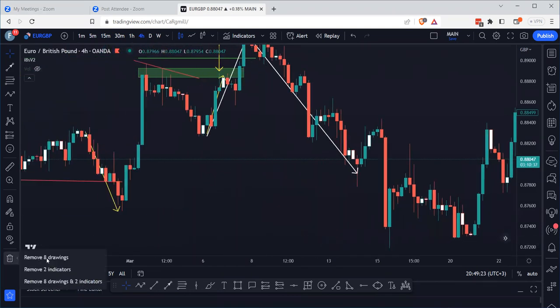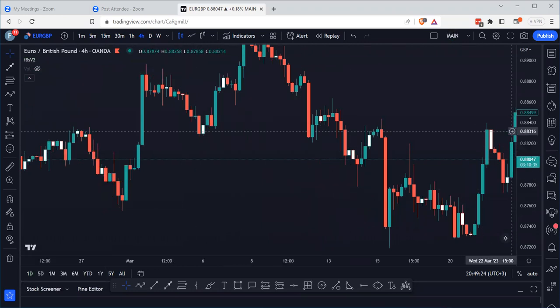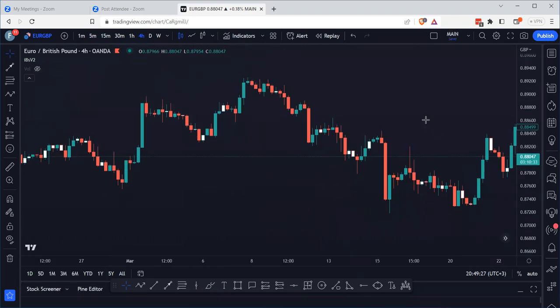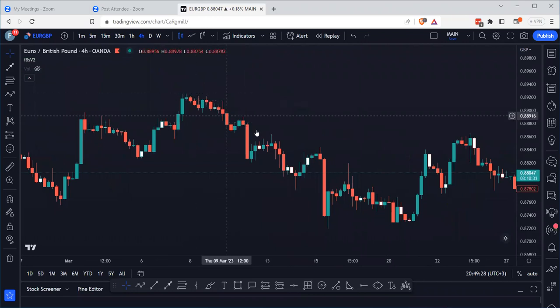Let's delete this. So let's do this trend line. So this is a trend line here, like so.